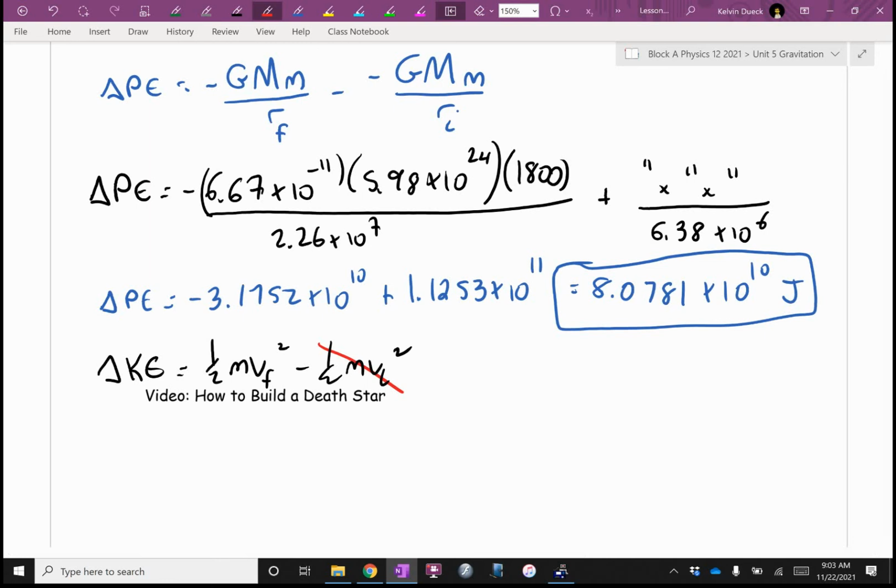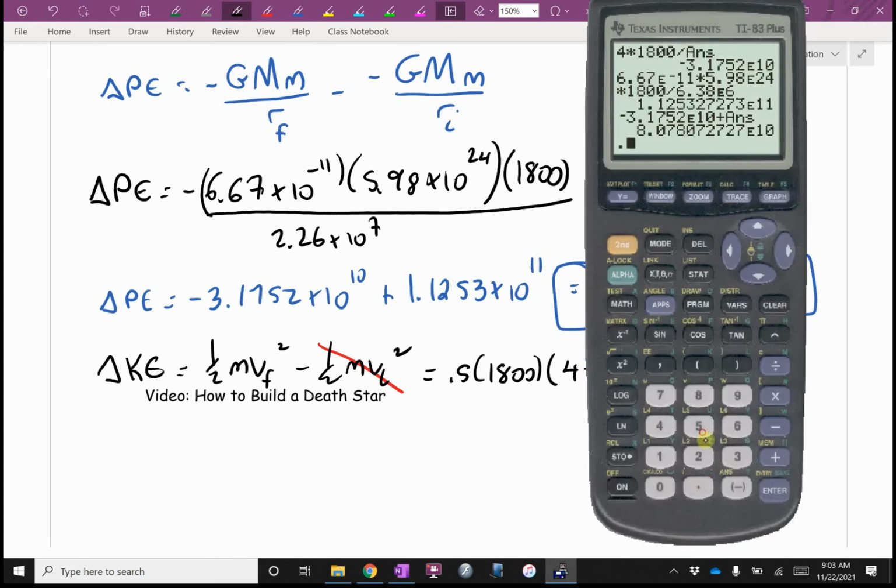Do I know V final? They gave it to me. What if they hadn't? Gravity is what's pulling me in a circle, and I'd solve for V. Because we're in orbit, this is going to be 0.5 times 1800 times, was V 4200? Squared. 0.5 times 1800 times 4200 squared. And I get 1.5876 times 10 to the 10th.